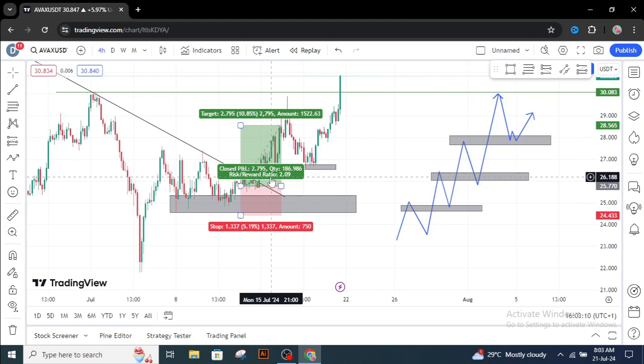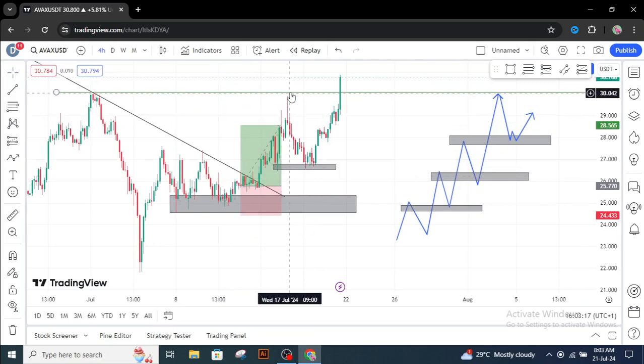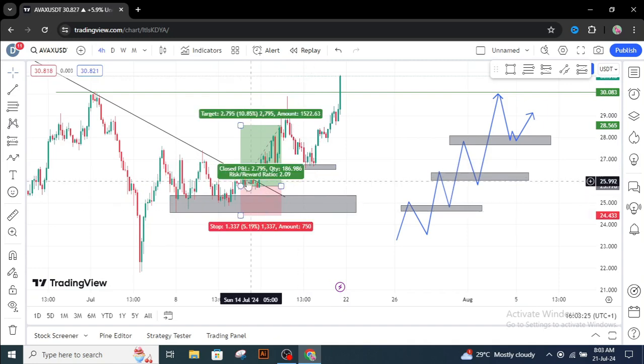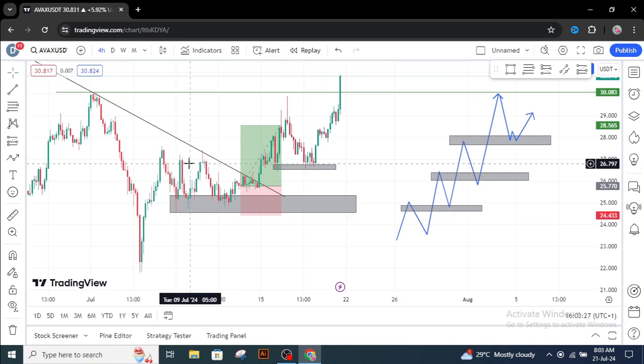Now, this trade, this is Avalanche USDT. This is crypto. I took this trade last week, and as soon as I saw this weak rejection, I was expecting some kind of retracement. I was hoping for a retracement.